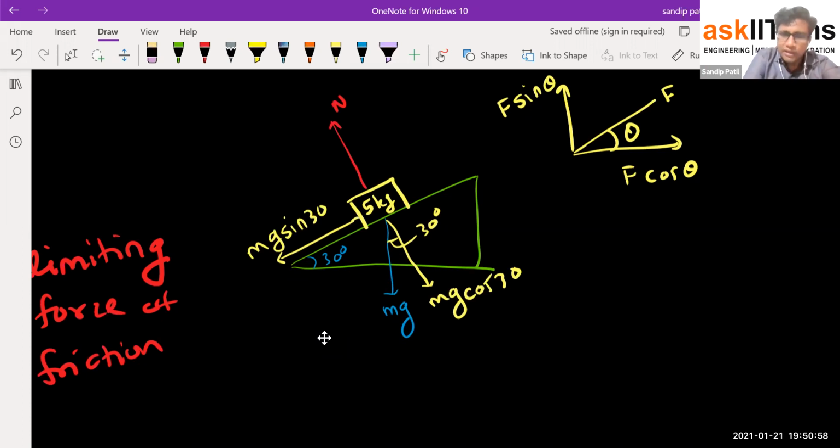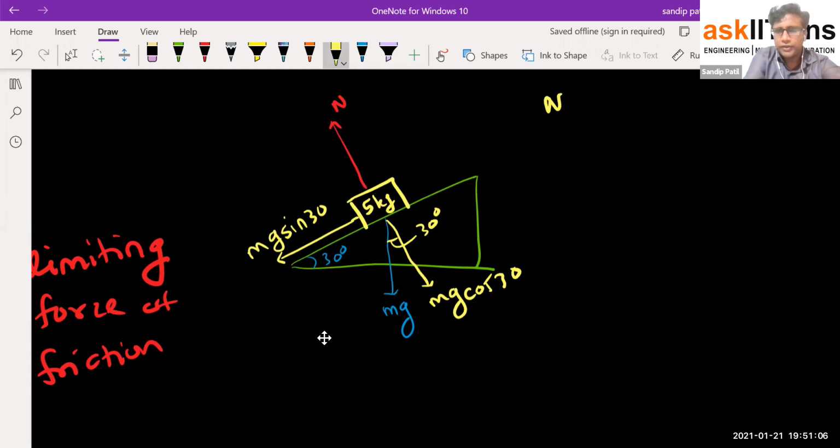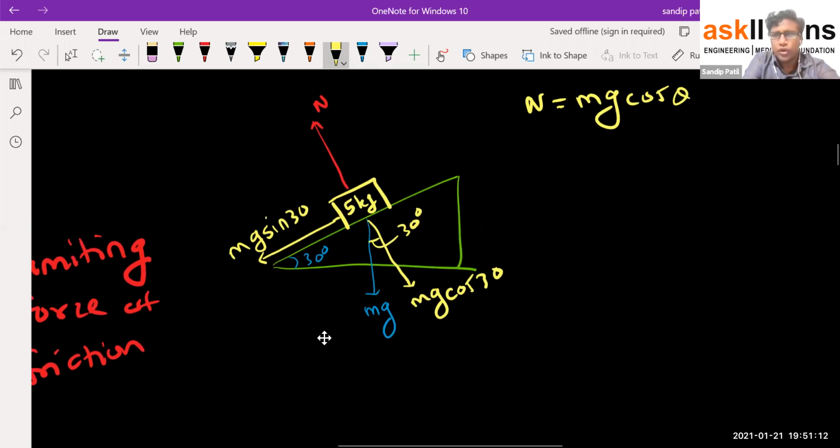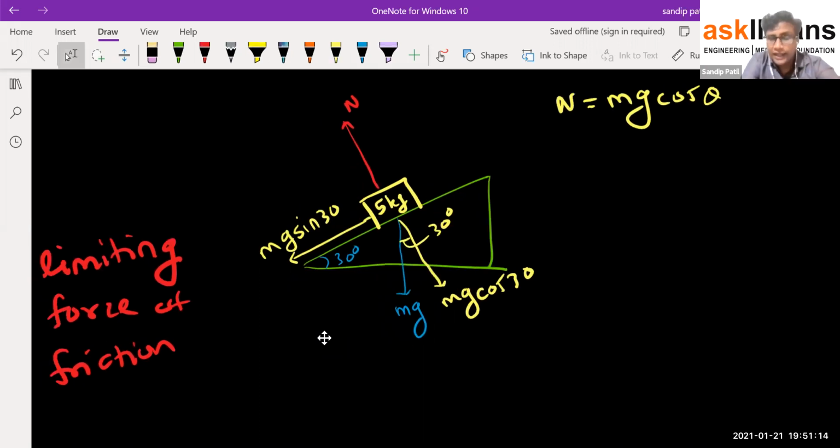Now you can see that N and mg cos 30 are exactly equal and opposite. So can I say N is equal to mg cos theta? Normally for a horizontal table, we say N is equal to mg. But for this inclined plane, N is changing. N becomes mg cos theta, where theta is 30. Who is balancing mg sin theta? No one. So mg sin theta is responsible for taking that block downward.